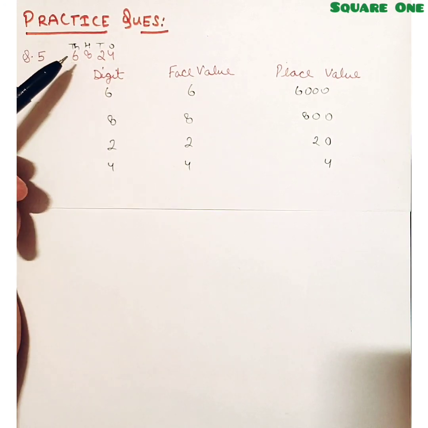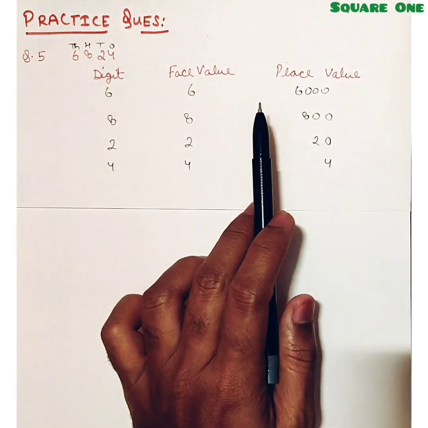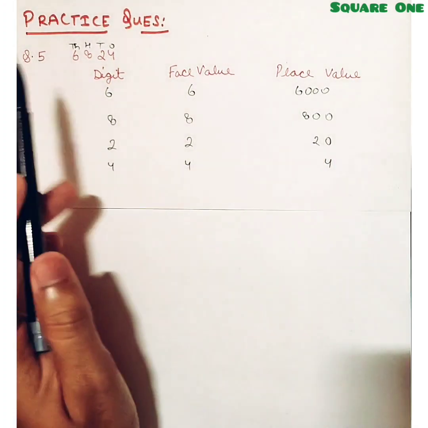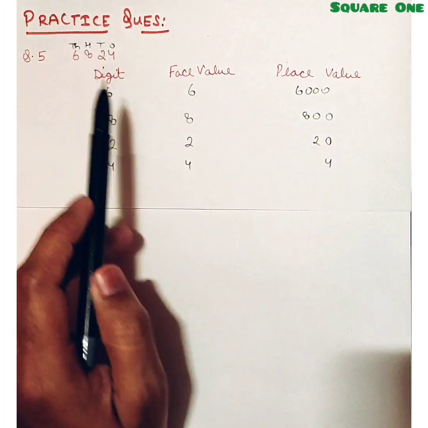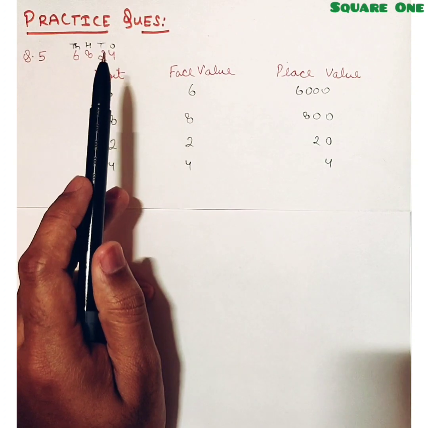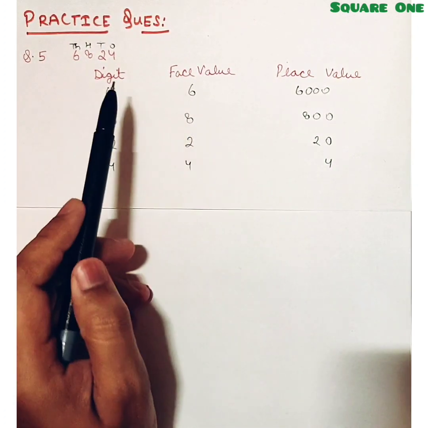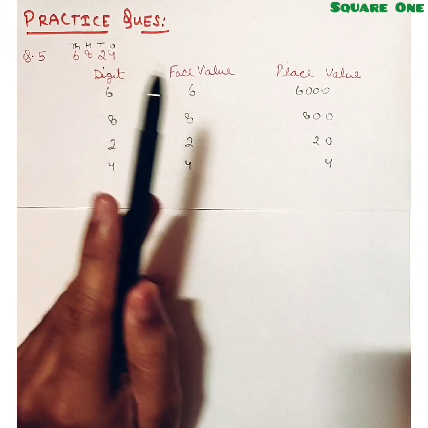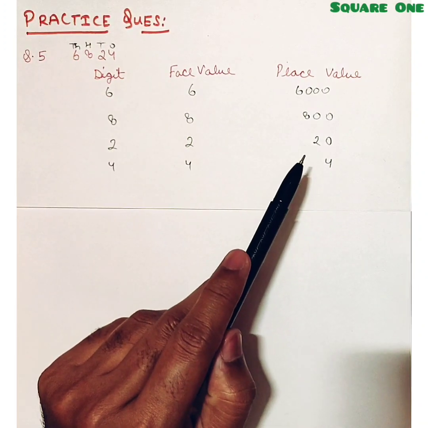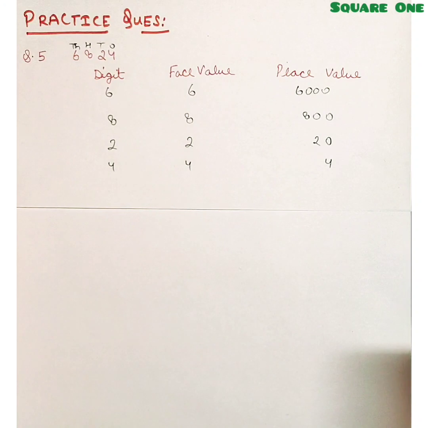6 occupies the place of thousands, so the place value of 6 is 6000. 8 occupies the place of hundreds, so place value of 8 is 800. 2 occupies the place of tens, so the place value of 2 is 20, and 4 occupies the place of ones, so the place value of 4 is 4. Now let us see the next question.